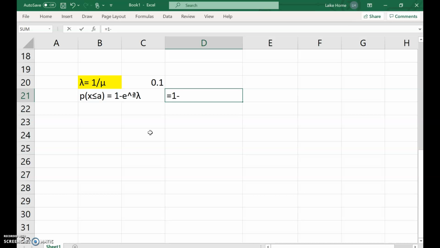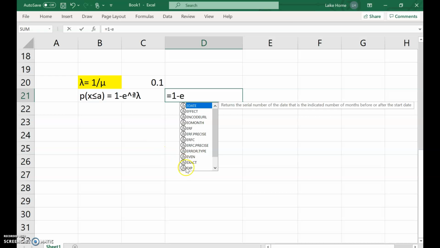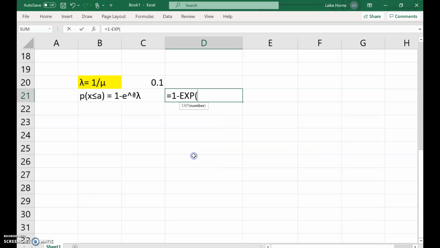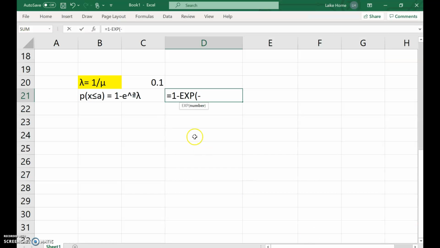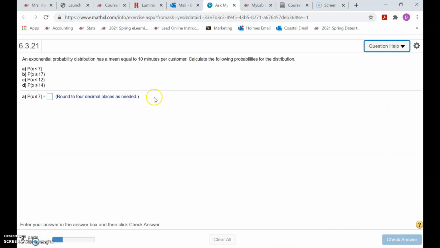Now we're going to plug in 1 minus e, and it's going to be exp raised to the negative a, which is a is 7 here. Yes, 7 times lambda, which is 0.1. So the probability is 0.5034.